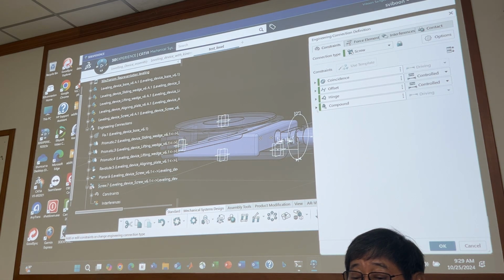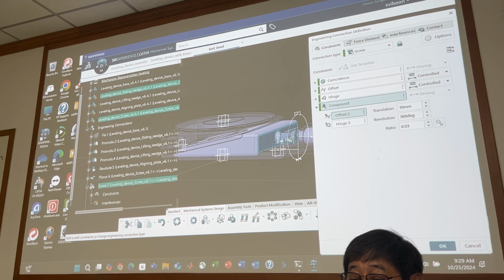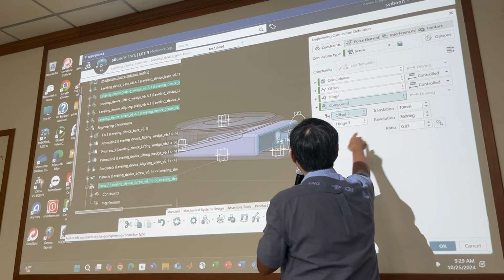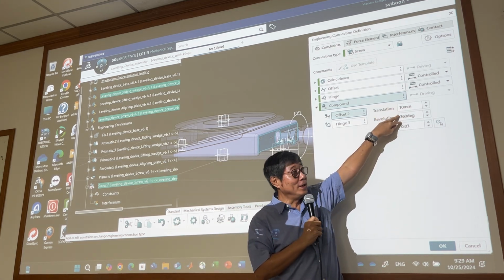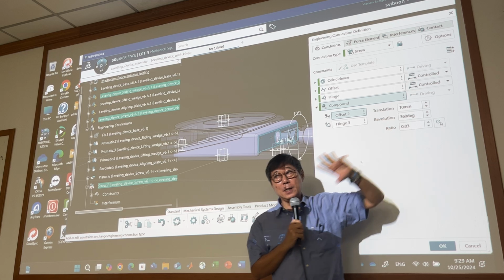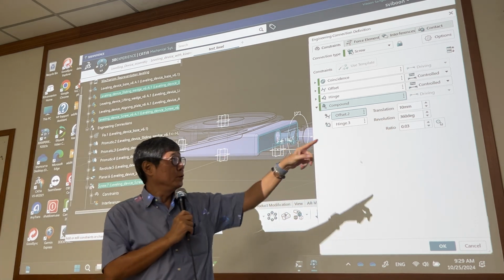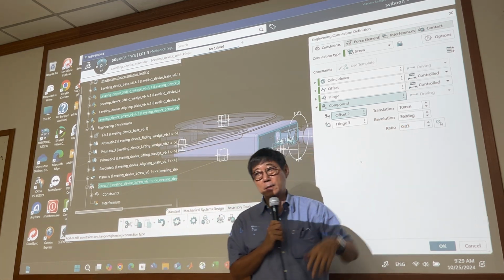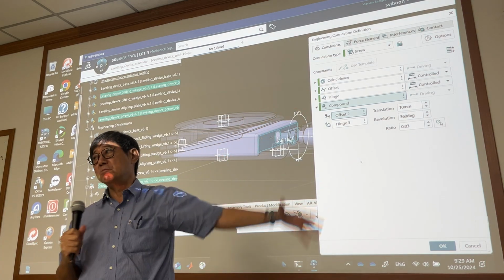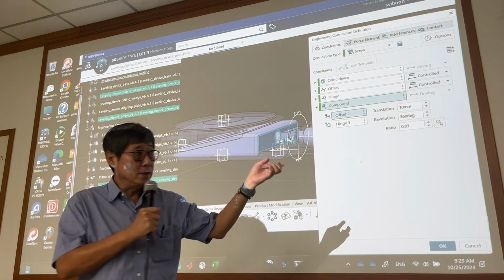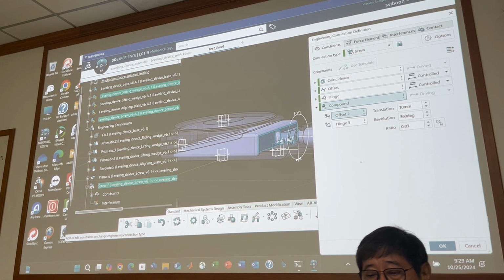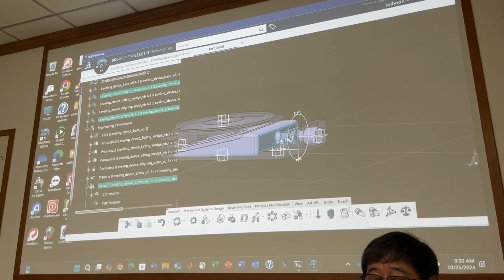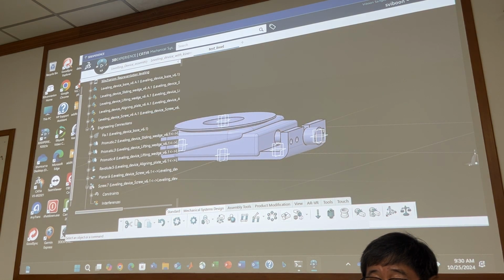Previously I tried to use 2, right? It's too big. Previously I used 2. I changed it to something more realistic: 10 millimeter per revolution. So the ratio is 0.03. You see, you have this one.